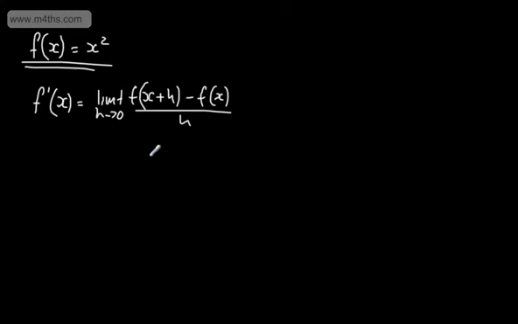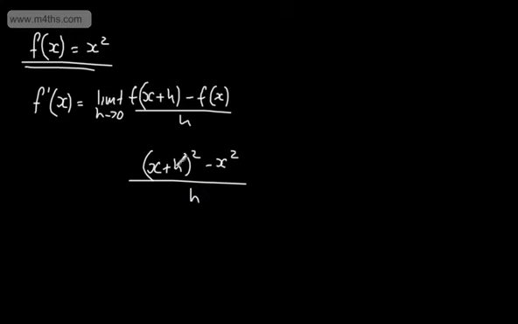So what we're going to have then is the following. We've got f of x is x squared, so this is going to be x plus h all squared minus x squared. All I'm doing in this particular case is applying our definition of the derivative, the gradient function, using x squared. And that's all going to be over h.